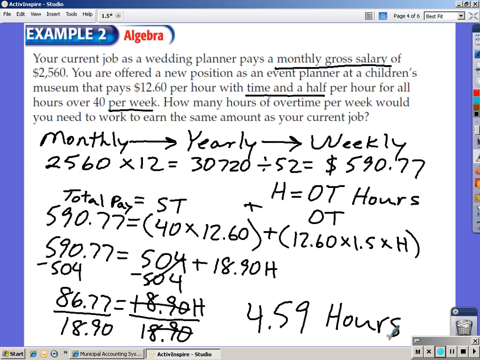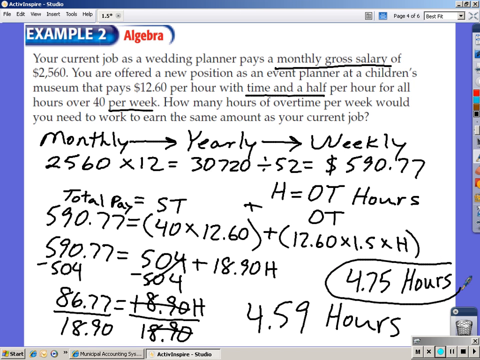But if we only work 4.5 hours, we're going to make less money. We need to make at least the amount of money that we're making now. So in order to do that, we have to round up to 4.75 hours, and that is the answer.